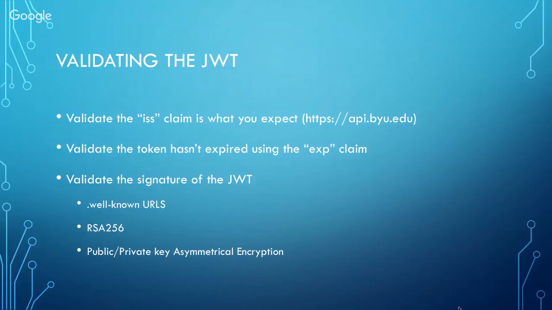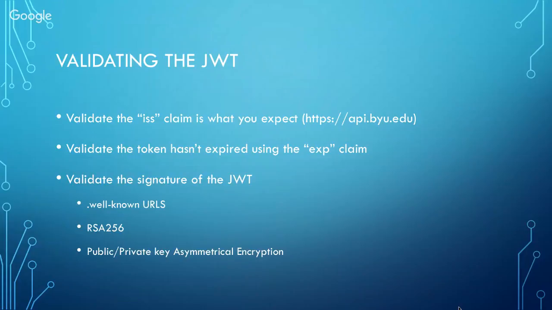Because it's secure, because it's signed, there's a couple steps we want you to go through to validate that the JWT is actually pure and whole in the way it's supposed to be. There is what's called an ISS claim, pronounced issuer. And you need to check that it is what you expect it to be, which for our cases, we expect it to be https://api.byu.edu. That is who we expect to have issued the token we're receiving.